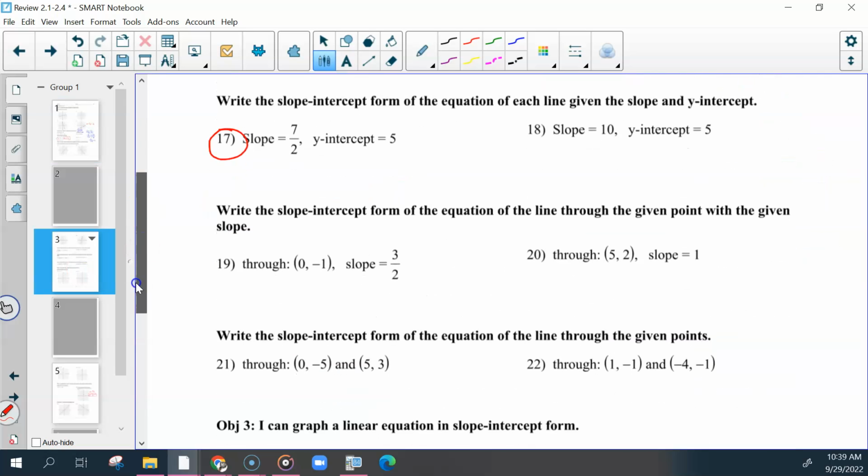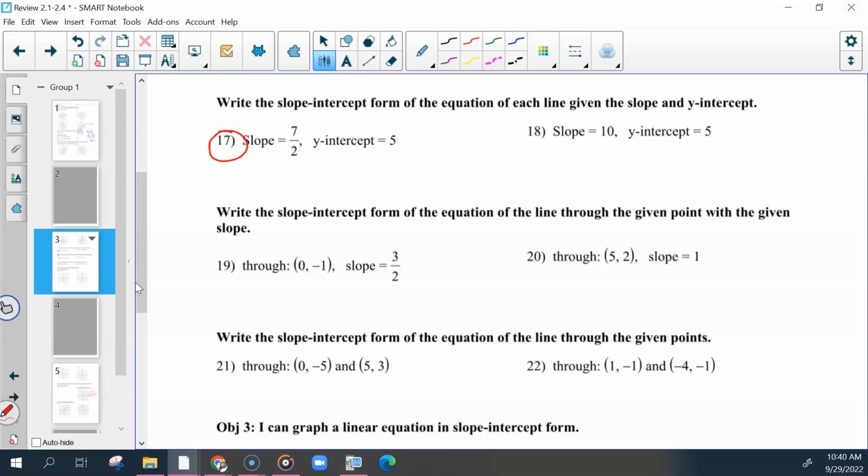On 17, you're given your slope and your y-intercept, and you have to write the equation of a line. So you just have to put these two together, in y equals mx plus b. So y equals 7 over 2 x plus 5 would be your answer.